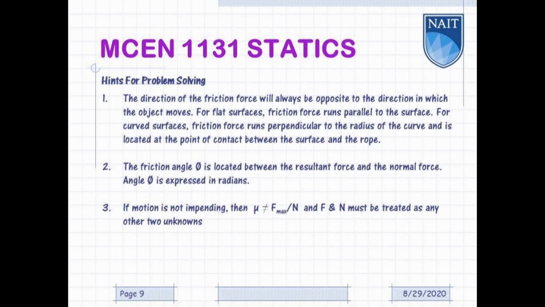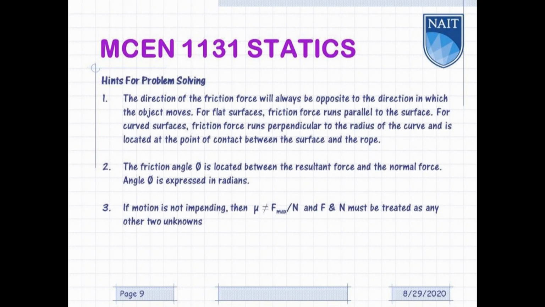Here are 5 hints to help you in your problem solving. 1. The direction of the friction force will always be opposite of the direction in which the object moves. For flat surfaces, friction force runs parallel to the surface. For curved surfaces, friction force runs perpendicular to the radius of the curve and is located at the point of contact between the surface and the rope. 2. The friction angle is located between the resultant force and the normal force. The angle is expressed in radians.